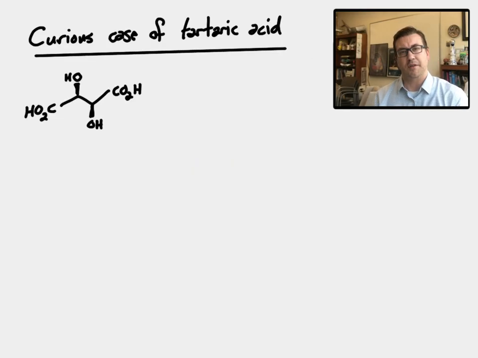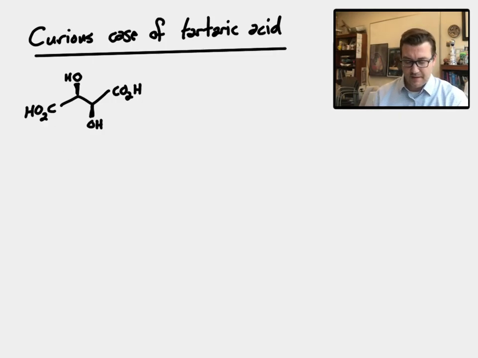Now we're going to look at another molecule, and I'm talking about this one specifically because it has a unique property. It is tartaric acid. You may have eaten this, you actually probably eat this pretty frequently. It's often known as cream of tartar. Tartaric acid is an interesting diacid. There are two carboxylic acids on this molecule.